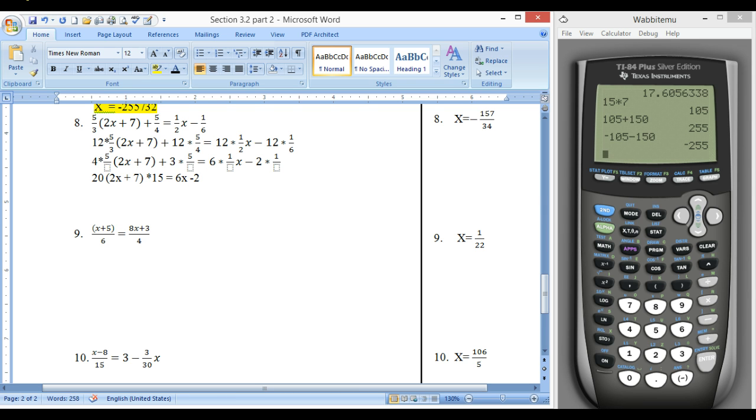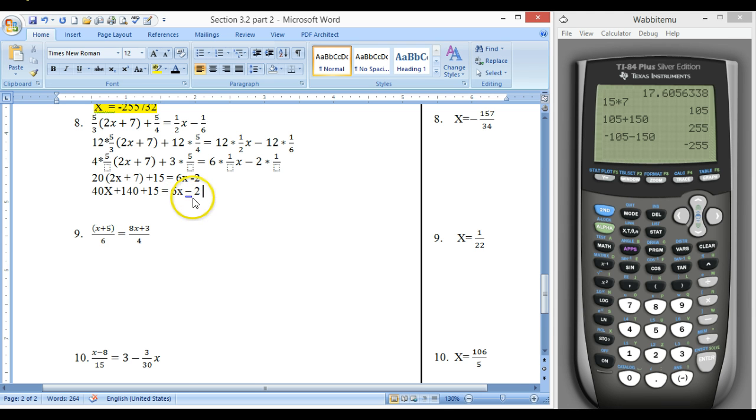Does it look nicer? Hopefully the anxiety went down, there's no more fractions, and we can just worry about how we did the other ones. Oh, I put times, that should be plus. Okay, so distributive property gives me 20 times 2 is 40x. 20 times 7 is 140 plus 15 equals 6x minus 2.